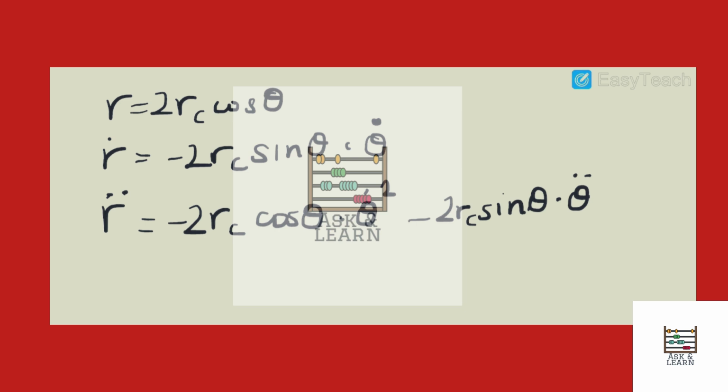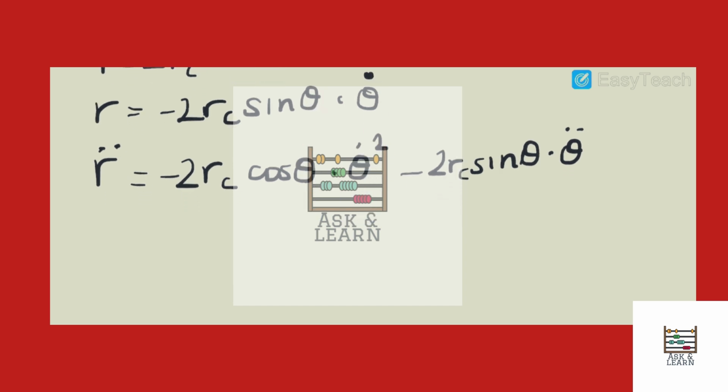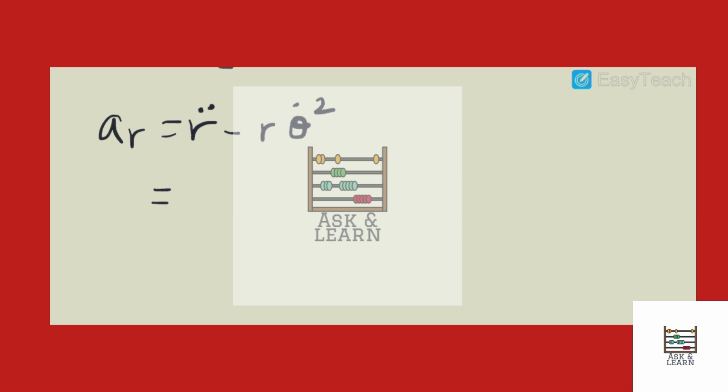Since we know that theta dot is constant and theta double dot is 0, we can go ahead and solve for our acceleration in the r direction. We know that ar is equal to r double dot minus r theta dot squared. What this gives us is an ar that's equal to negative 4 rc cos theta times theta dot naught squared.